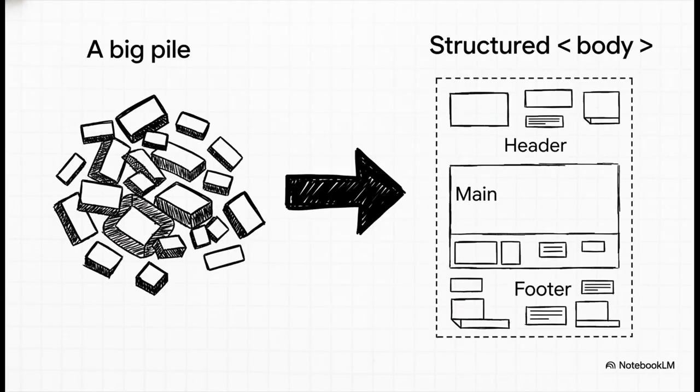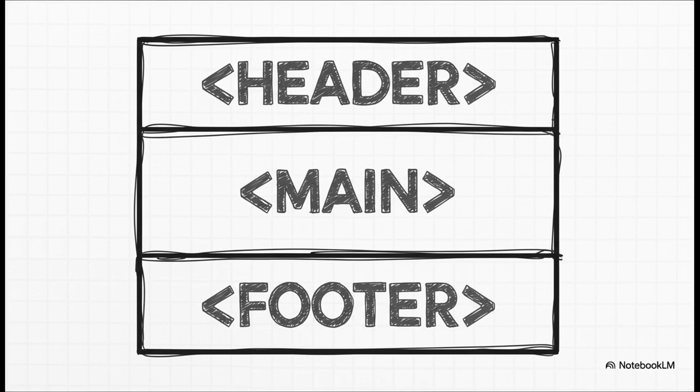Now, inside that body, we don't just dump all our headings and paragraphs in a big messy pile. We use what are called semantic tags to give our layout some actual meaning. And this is so important. These tags tell browsers, search engines, and screen readers what each section is for. It's a huge deal for things like getting found on Google and making websites usable for everyone. And really, there are three big ones you'll see all the time.